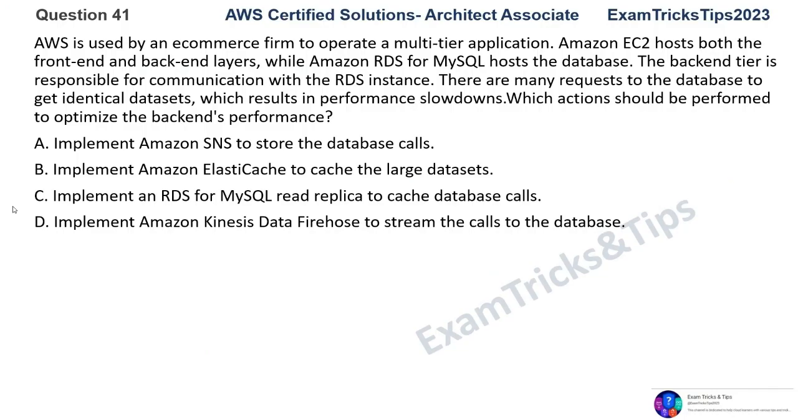Let's get started. Question number 41. AWS is used by an e-commerce firm to operate a multi-tier application. Amazon EC2 hosts both the front-end and back-end layers, while Amazon RDS for MySQL hosts the database. The back-end tier is responsible for communication with RDS instance. There are so many requests to the database to get identical datasets, which results in performance slowdowns. Which actions should be performed to optimize the back-end performance?